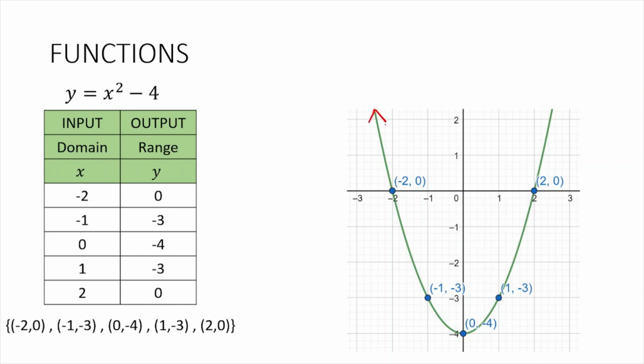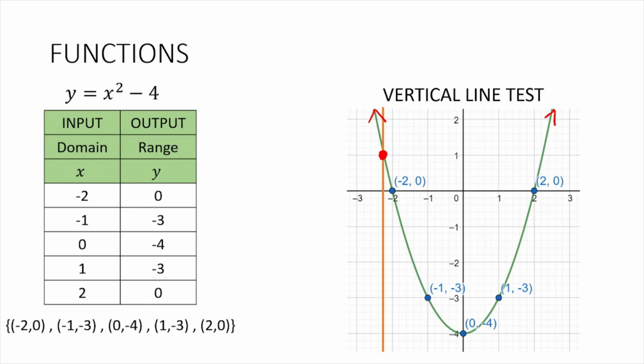This goes up without bound, this also goes up without bound. Now, another way to check for a function is through the use of the vertical line test. So basically, we just draw a vertical line anywhere on the curve, and if the vertical line crosses the curve at exactly one point, like this one, then it is a function.